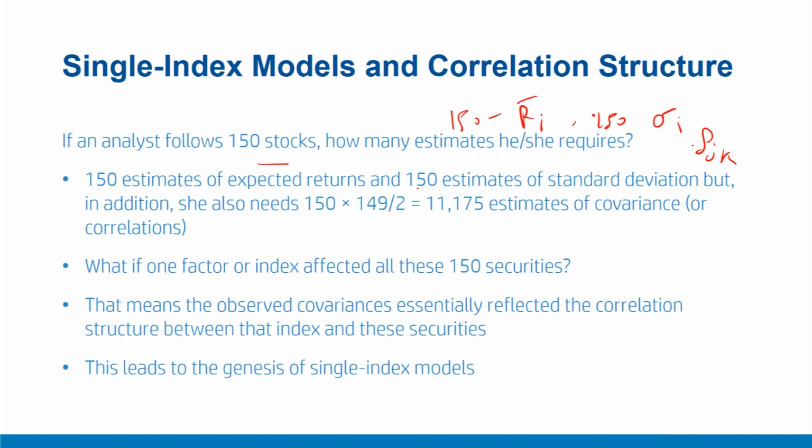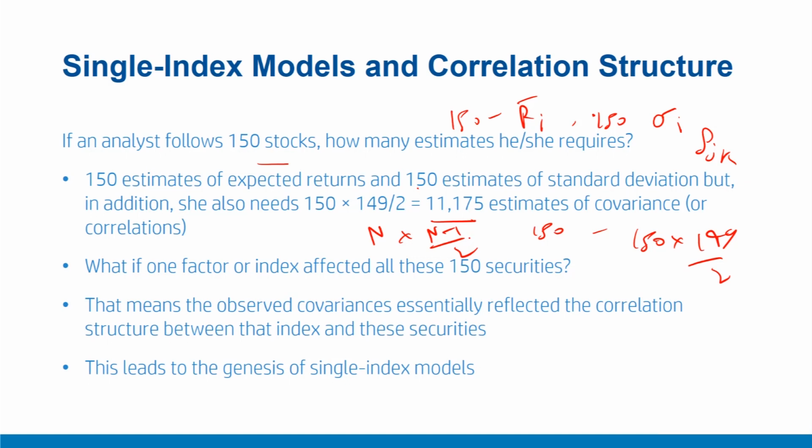and for example, if you have n stocks, you need n into n minus 1 upon 2 correlations. For example, here you have 150 stocks, so you need 150 into 149 upon 2 correlations, which is 11,175. So we need 11,175 inputs for correlation coefficients. This kind of mammoth nature of correlation coefficients has motivated researchers to look for correlation structure across securities to simplify the analysis.